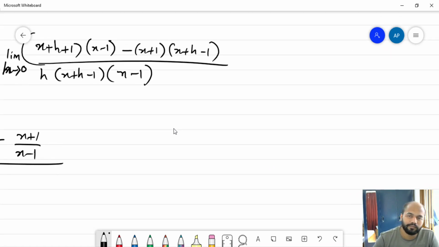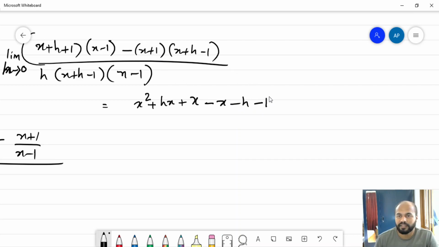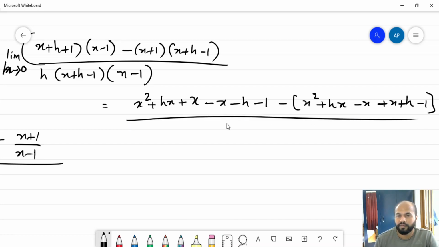So expand this. On expansion, we're going to get x squared plus hx plus x. Next, we're going to get minus x minus h minus 1. As far as this is concerned, we will get minus x squared plus hx minus x plus x plus h minus 1, divided by h into (x plus h minus 1) into (x minus 1).